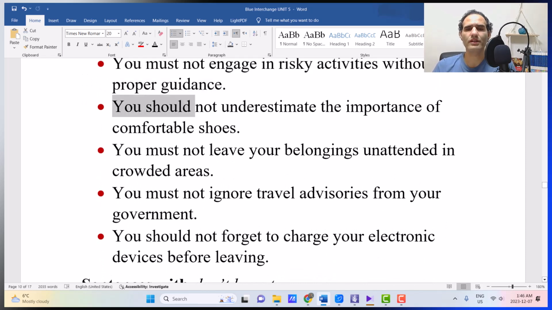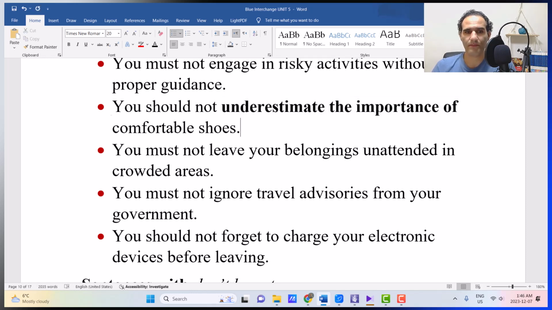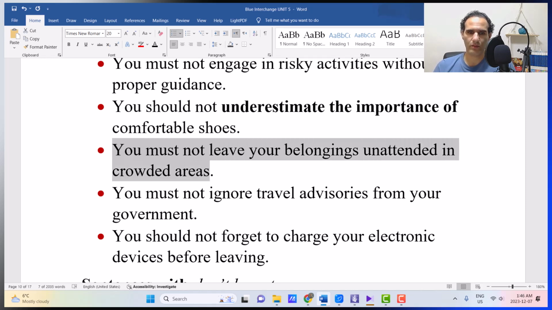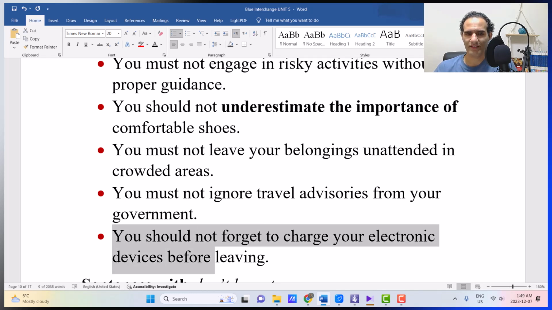And you should not underestimate the importance of comfortable shoes. Comfortable shoes, very beautiful. Underestimate the importance of, beautiful phrase. You must not leave your belongings unattended in crowded areas. So don't leave your belongings unattended. Not watched. You must not ignore travel advisories from your government, and you should not forget to charge your electronic devices before leaving.